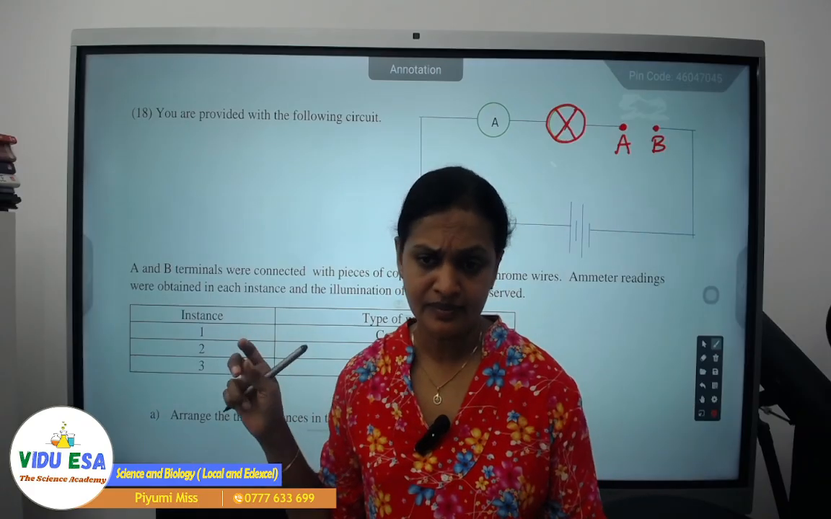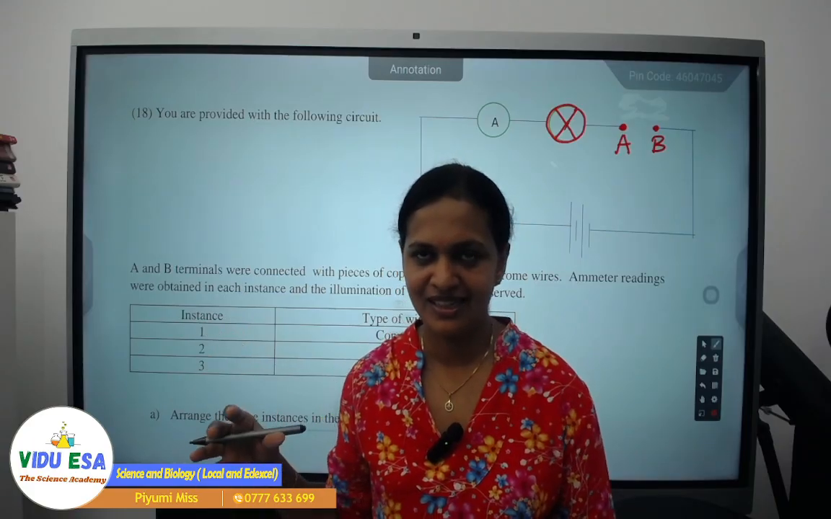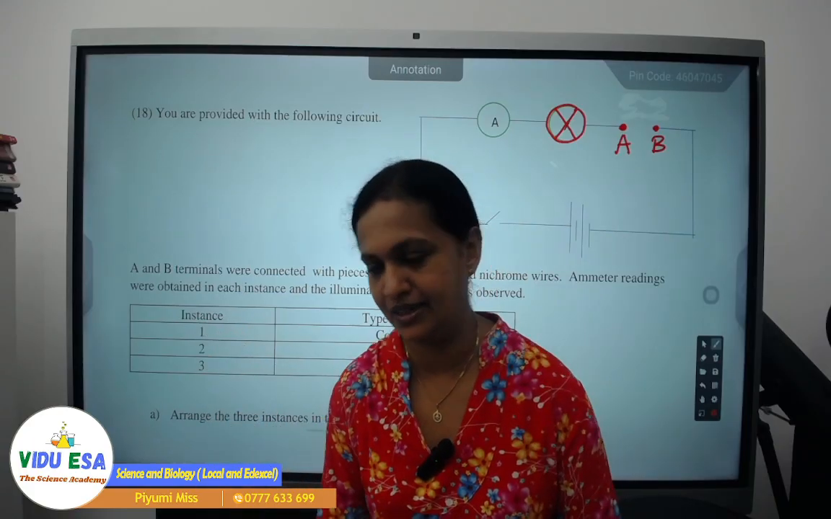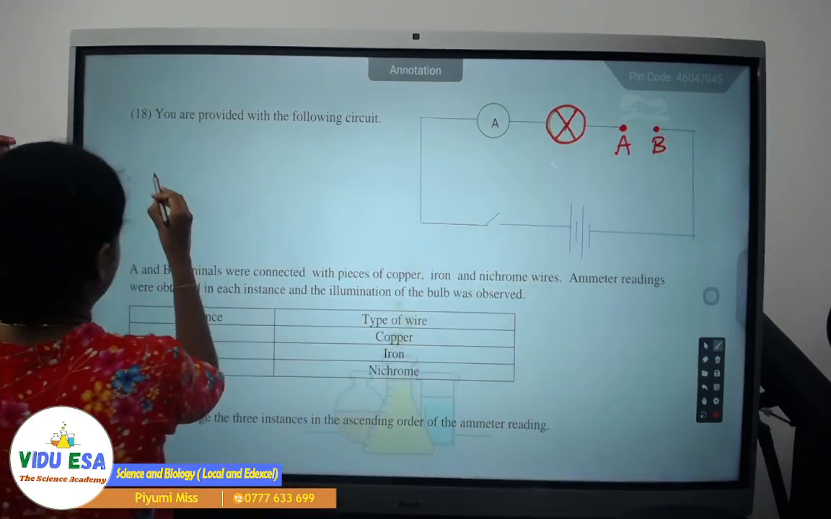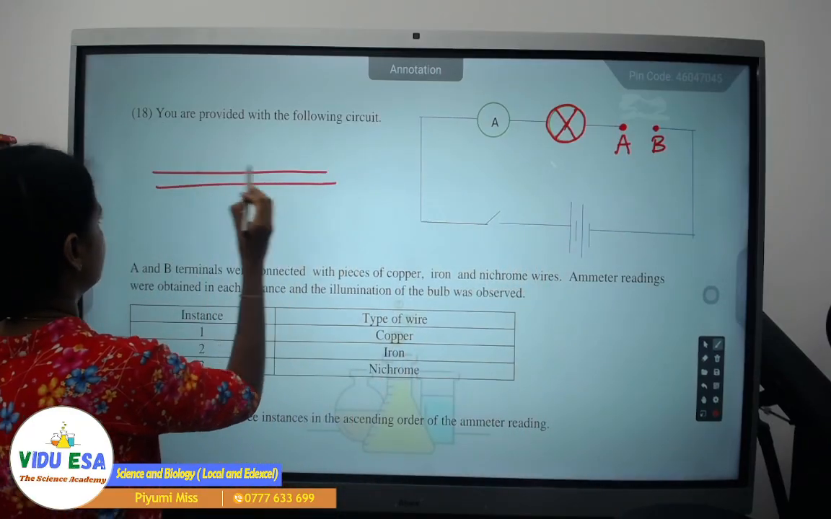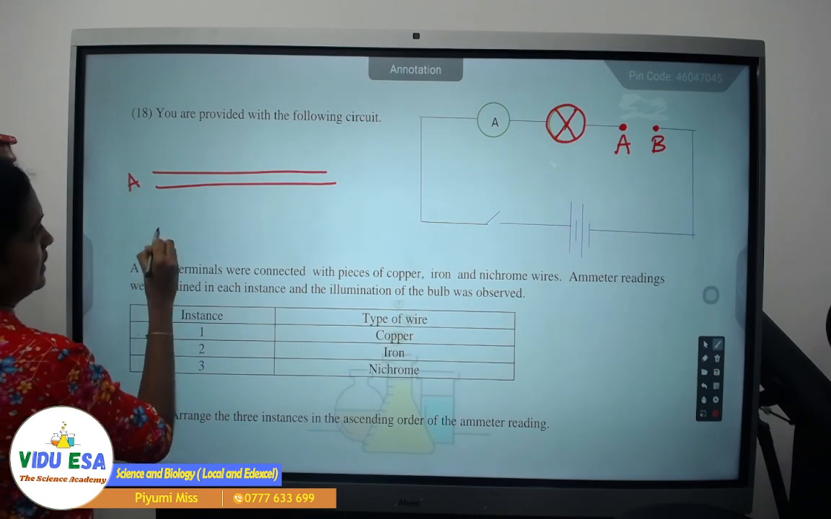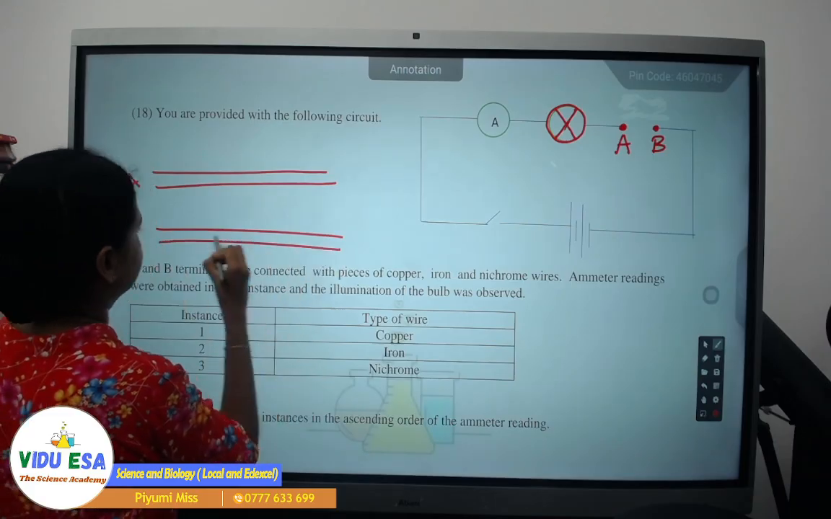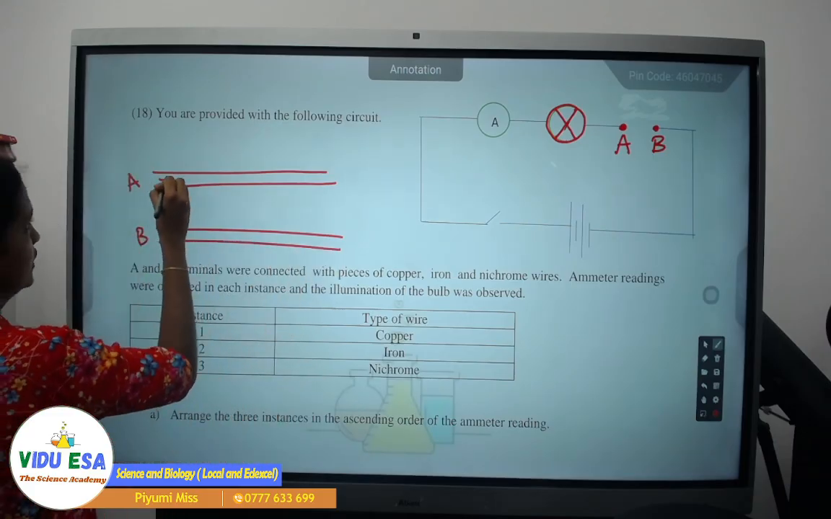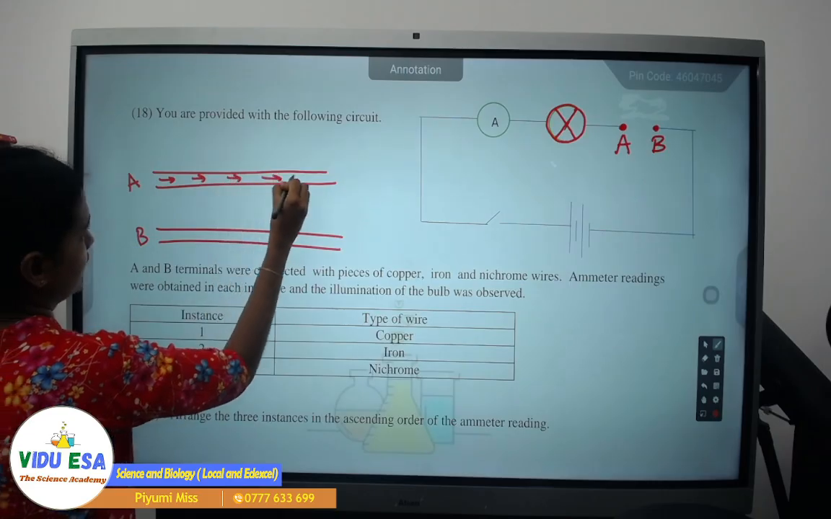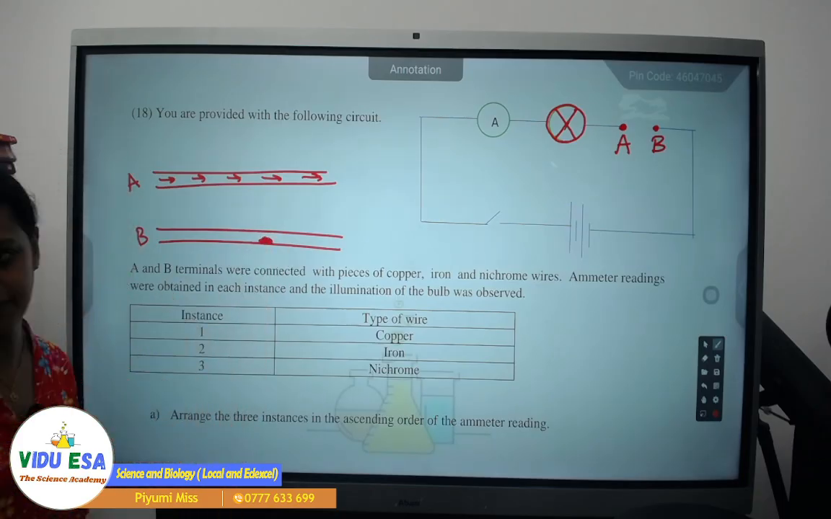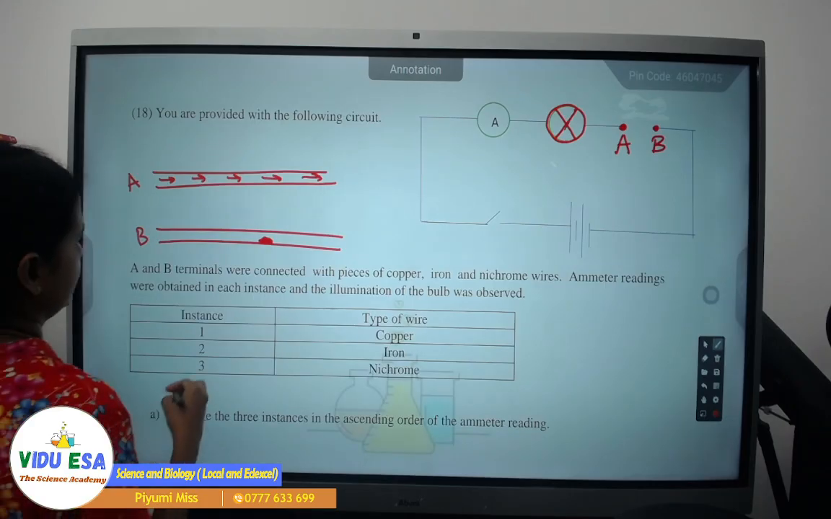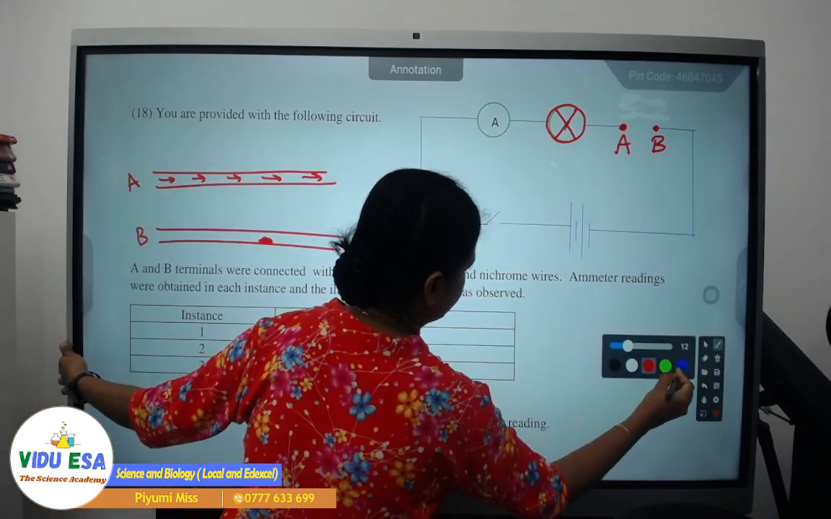Right then, think of a pipeline which carries water. Right here, there is a pipeline. It carries water. This is pipe A, and this is pipe B. In A, water flows faster without any obstacle. But in B, it is being blocked. Something has been deposited in B. So here there is an obstacle for the flow of water.